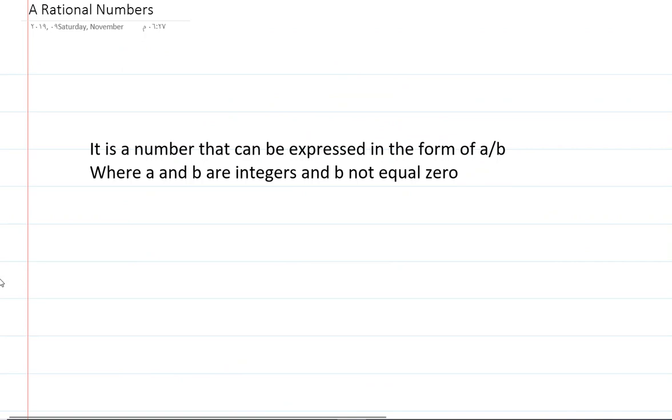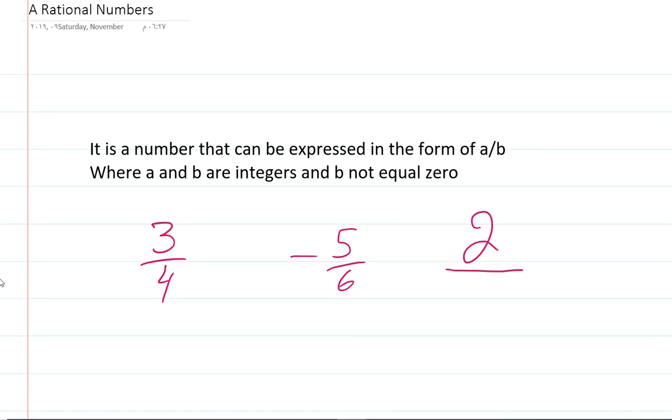What about the rational numbers? We said a rational number is any number that can be written as a fraction. So if I told you 3 over 4 is a rational number, minus 5 over 6 is a rational number, and also 2 is a rational number. Some students told me 2 is an integer, not a rational number. But I told you, yes, it is a rational number because I can represent it as 2 divided by 1. Any integer, I can put it in fraction form this way. So all the integers are part of the rational numbers.